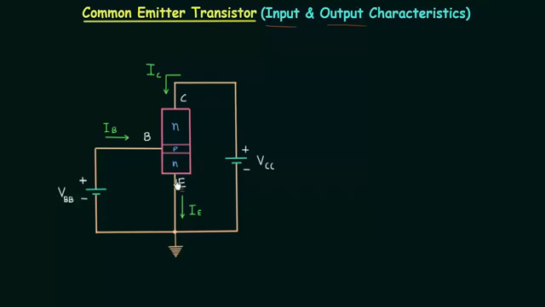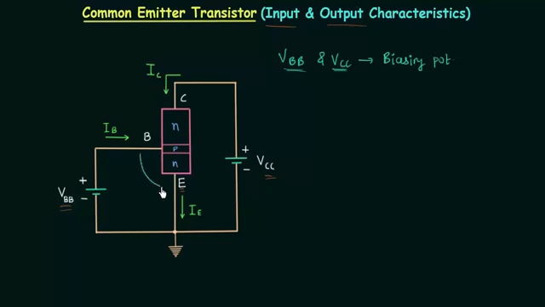We are using NPN transistor in which VBB and VCC are the biasing potentials. I will write this down. VBB and VCC are the biasing potentials. VBB is used to forward bias the emitter base junction and VCC is used to reverse bias the collector base junction. IB is the input current and IC is the output current.